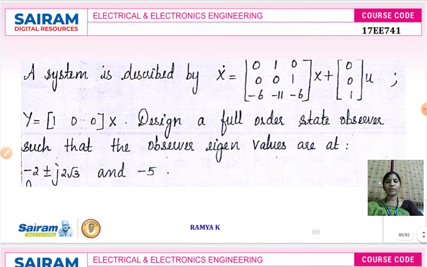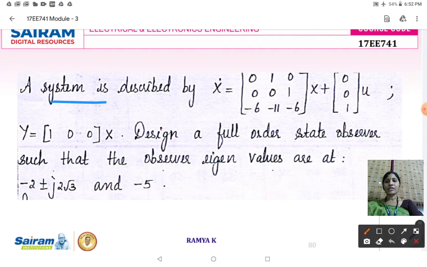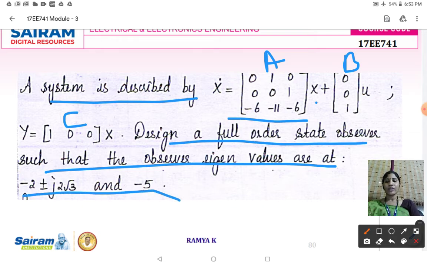One more problem for the same method. A system is described by x dot is equal to 0 1 0, 0 0 1, minus 6 minus 11 minus 6 x. Here the A matrix, B matrix are available, and here it is your C matrix. Design a full order state observer such that the observer eigenvalues are at minus 2 plus j 2 root 3 and minus 5. So here you have 3 roots.